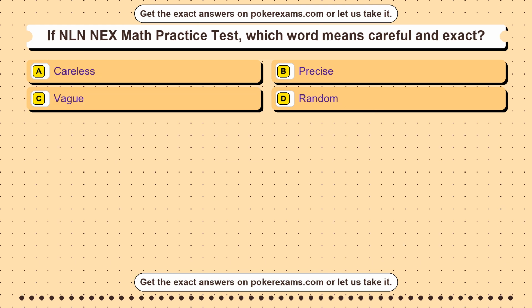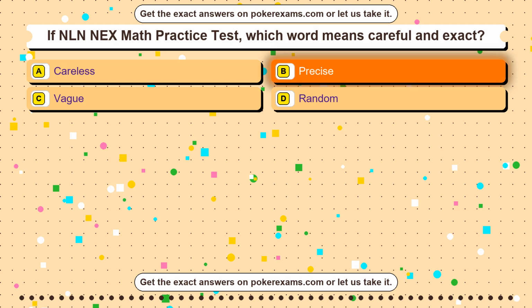Question 20. If NLN NEX math practice test, which word means careful and exact? Option A, careless. Option B, precise. Option C, vague. Option D, random. The correct answer is option B.